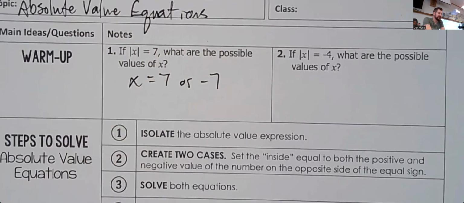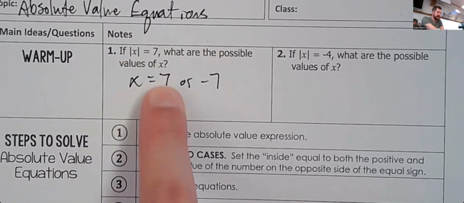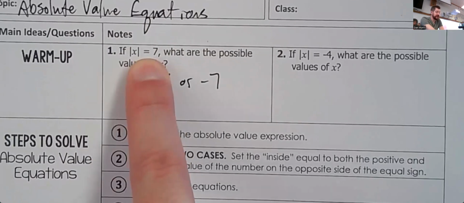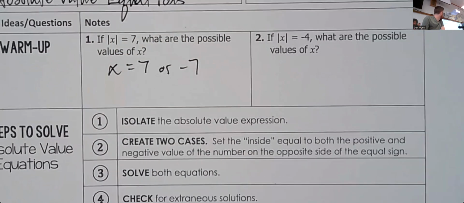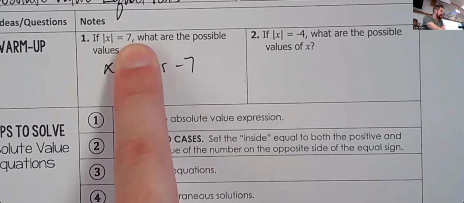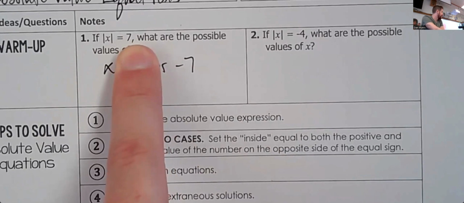Because if you plug those numbers into the absolute value bars, the absolute value of 7 is 7, but the absolute value of -7 is also 7. So if you got this number here, there should be two answers to that number there.